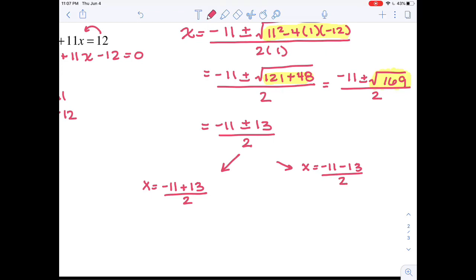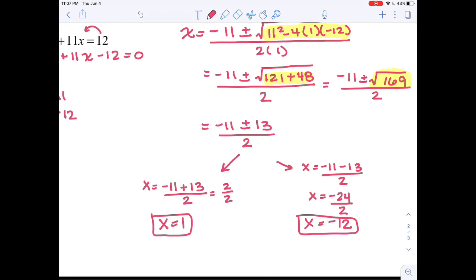So for the first one, negative 11 plus 13 is 2. And then 2 divided by 2 is 1. For our second expression, negative 11 minus 13 is negative 24. Negative 24 divided by 2 is negative 12. So we have two answers, 1 and negative 12.